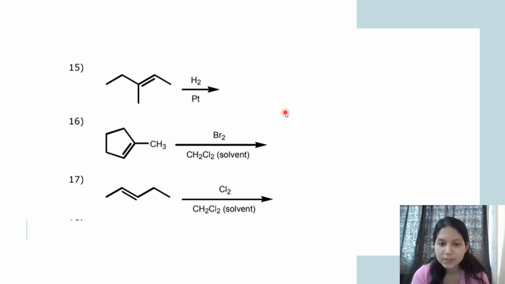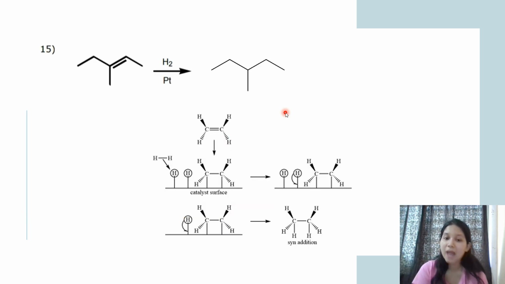Moving to the next question. Now you have hydrogenation of alkene. So hydrogenation happens when you first adsorb hydrogen on a metal surface or a support, and then you bring the alkene to the system, and the hydrogens adsorbed on the surface get added to the alkene in a syn fashion. So let us see how it is happening.